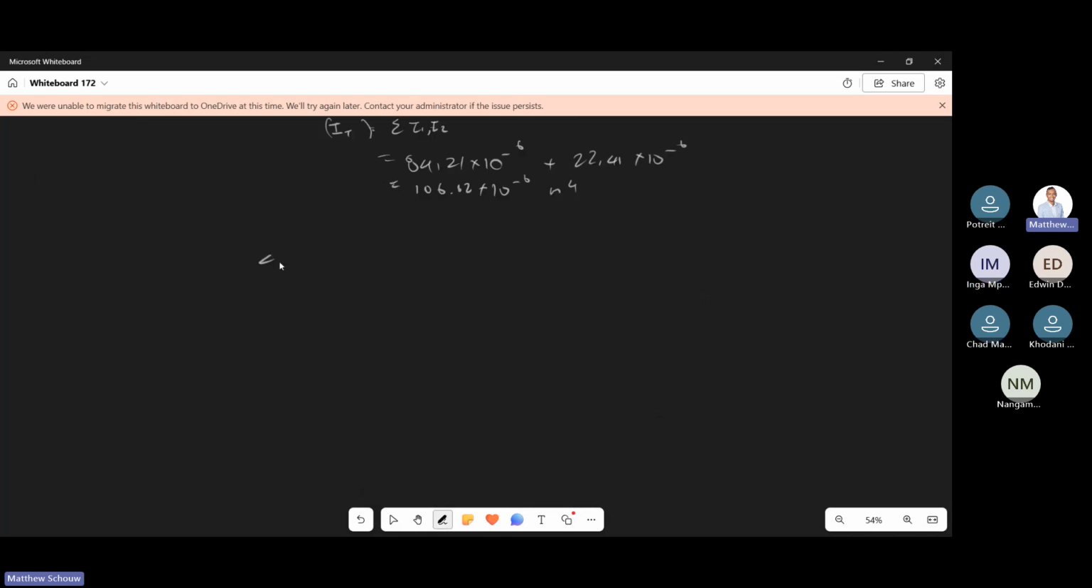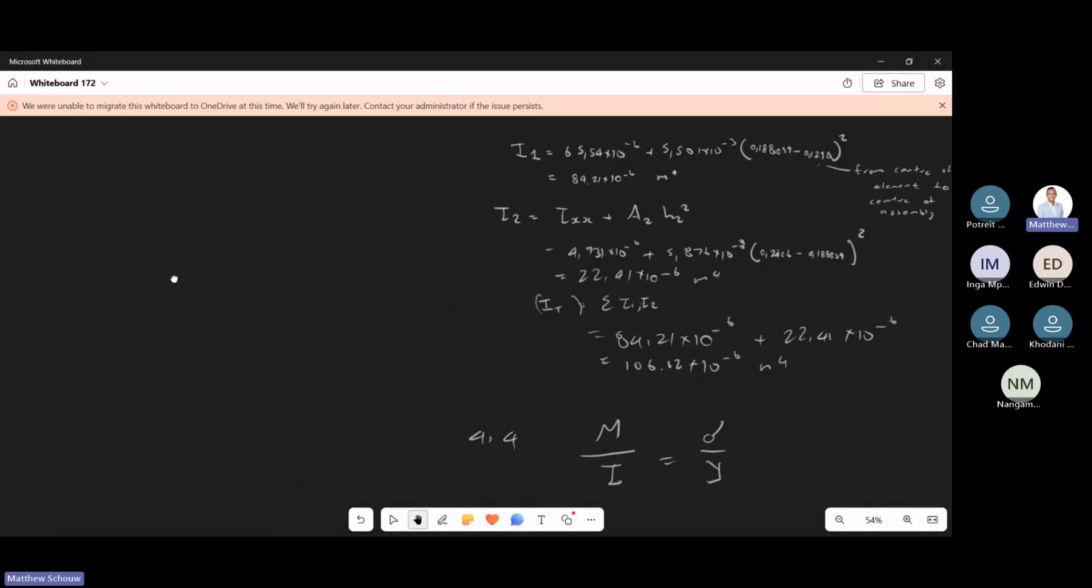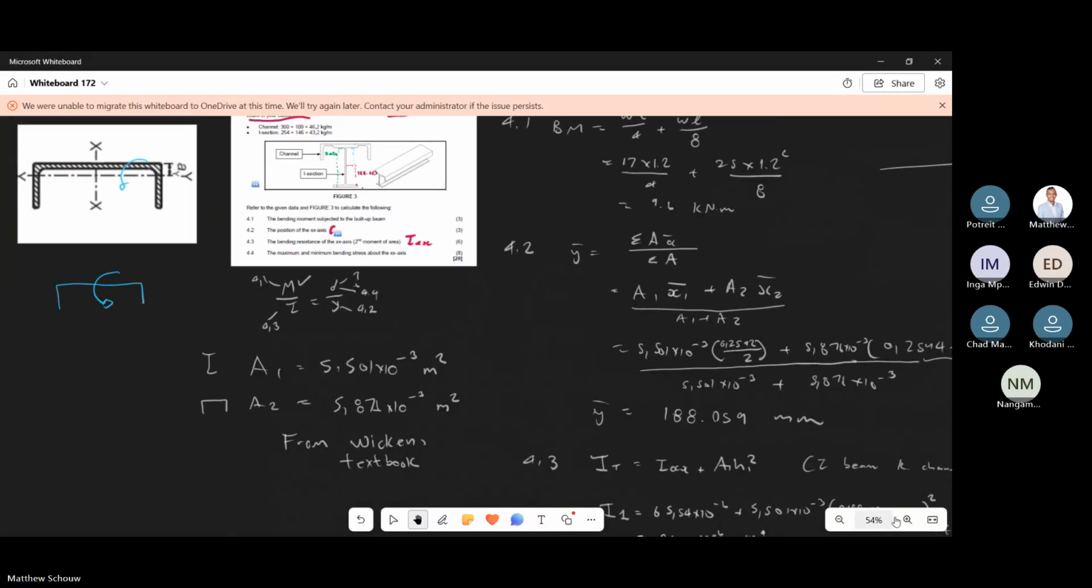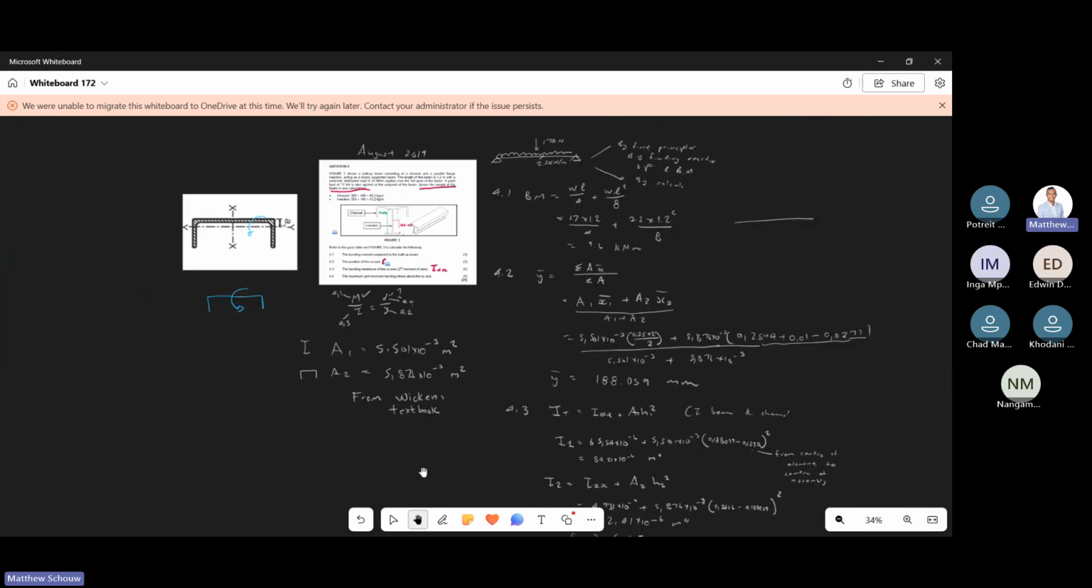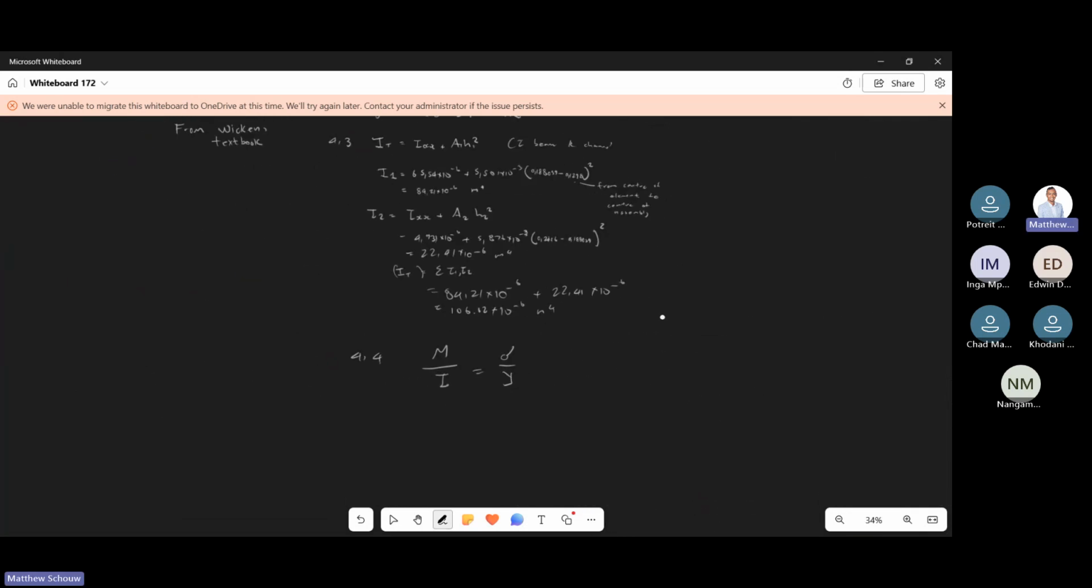So 4.3, I mean 4.4, we're basically using our I like this, and our stress and y. They ask us, let me quickly recap the question: the maximum and minimum bending stress about the XX axis. Going back, what it basically is, if I draw it here for you, it's quite simple.